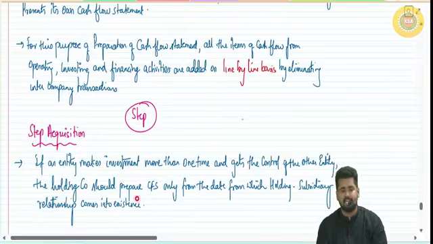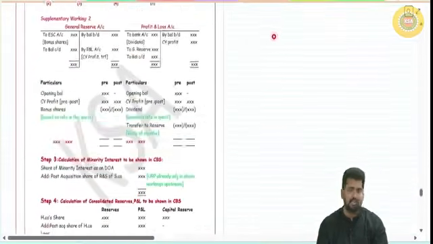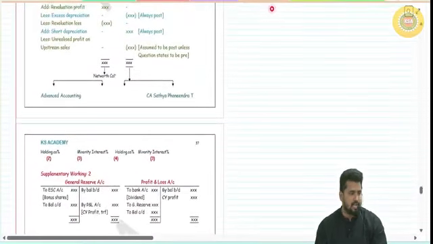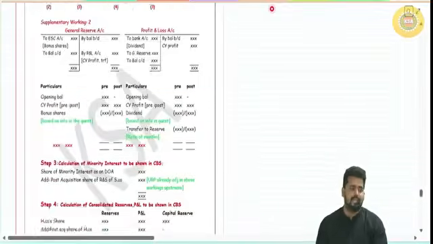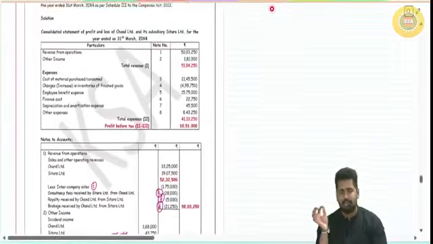Lastly, consolidated P&L. When it comes to the consolidated P&L, it is the same: you have to add line by line.